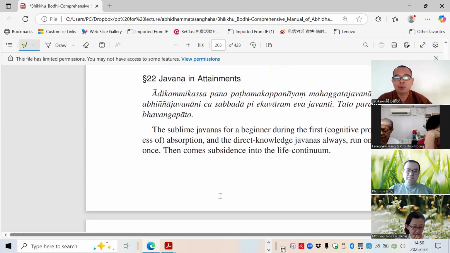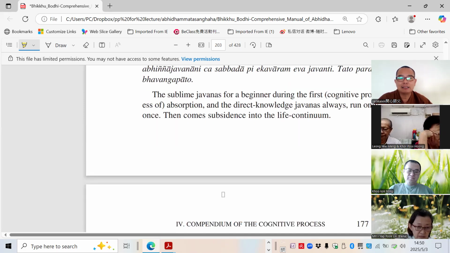So now we come to javana in attainment. Okay, Elena, can you please read the passage? Javana in attainment, please.